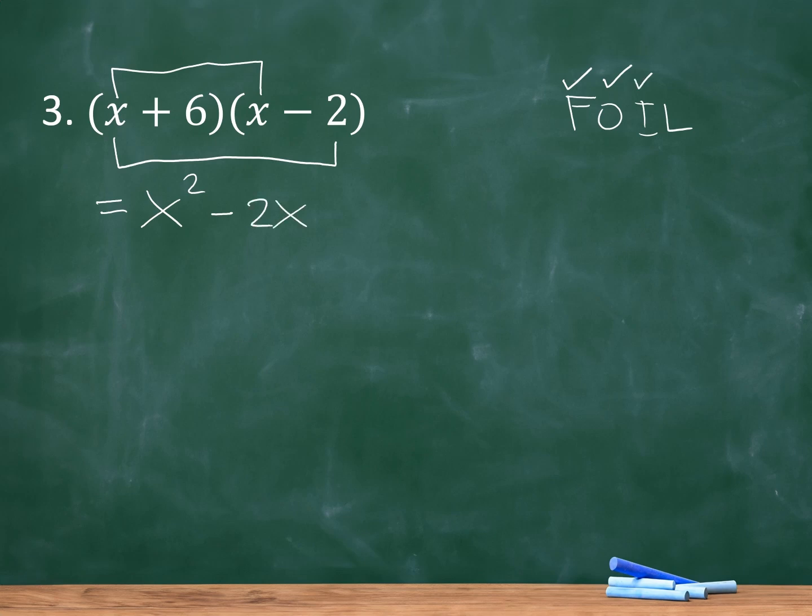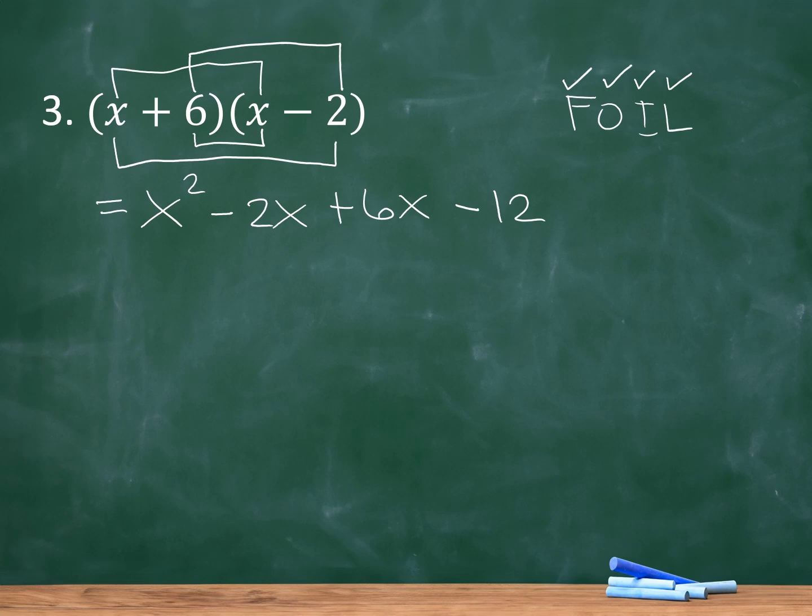Next, multiply the inner terms. We have positive 6 times x. It's gonna be positive 6x. And then L will be the last terms. So we will multiply 6 times negative 2. Remember, a positive times a negative is a negative. So positive 6 times negative 2 is negative 12.